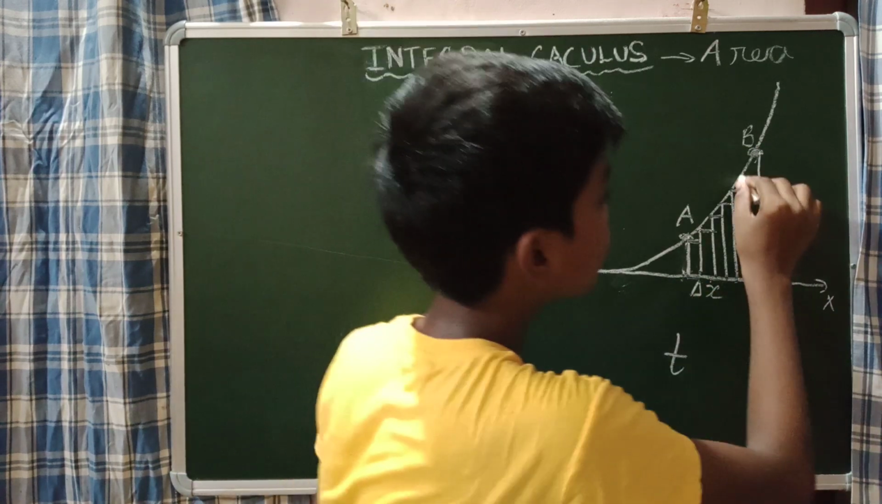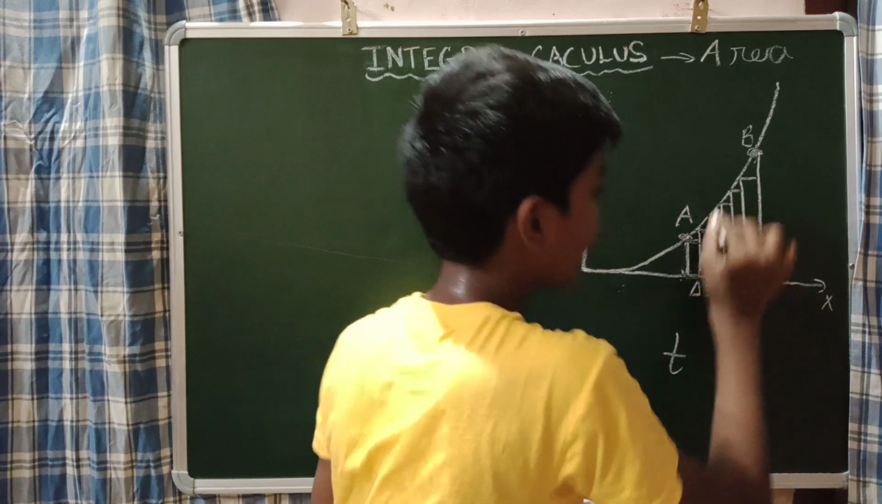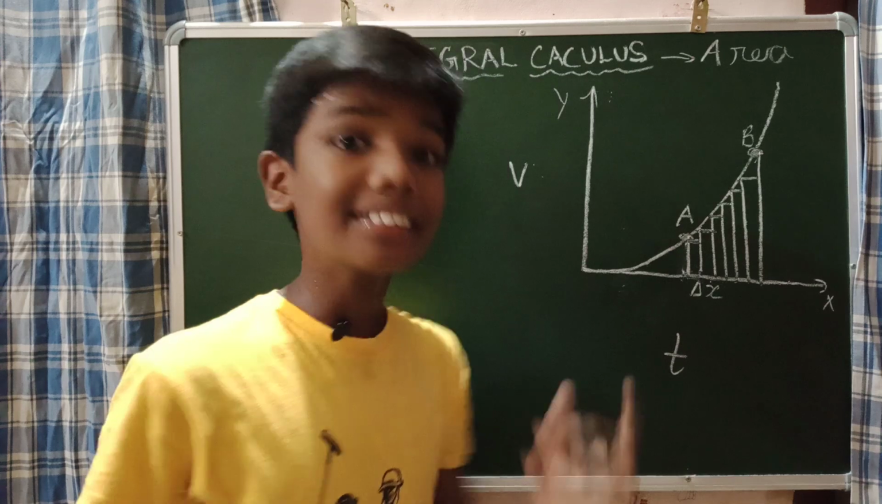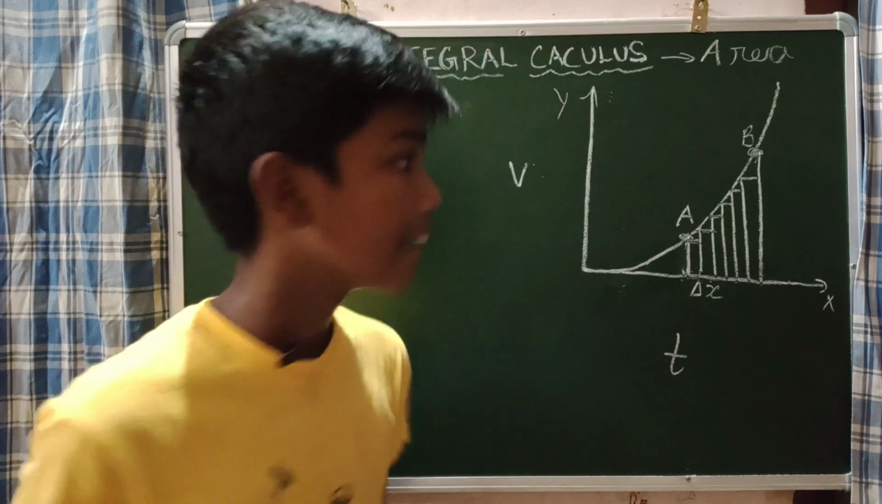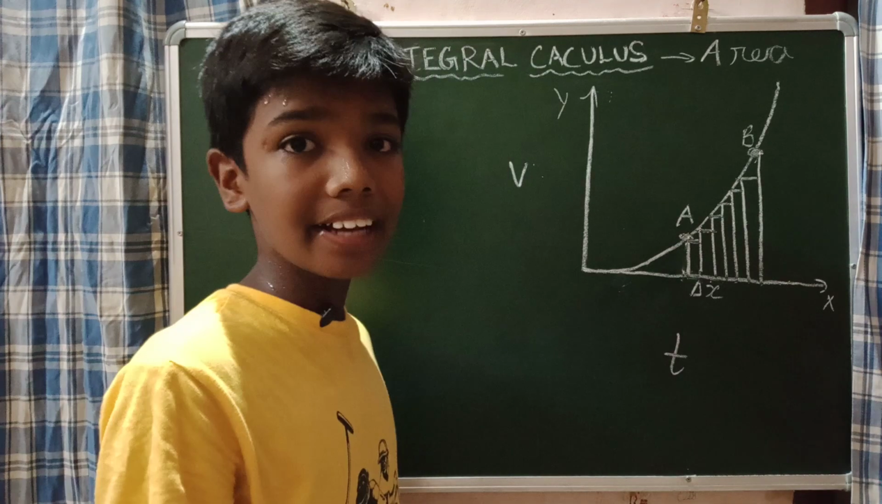Now you can see that this is a shape. This is a rectangle, and this is a rectangle. These are the shapes that I got now. Okay, if I made it into a regular shape, that means a rectangle.